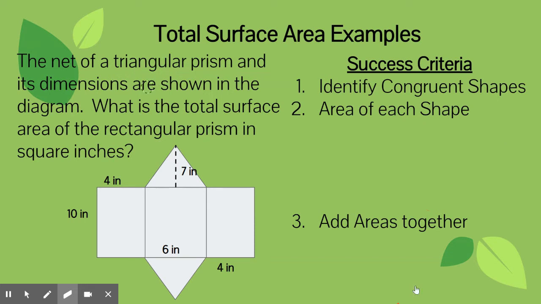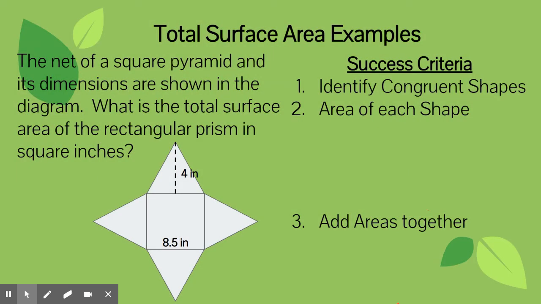Okay, so let's try some pyramids now. Okay, the net of a square pyramid. So that's a square pyramid. So that means that square is our base. Okay. And its dimensions are shown. So if it's a square pyramid, that means all the sides are equal, which means all of these triangles are equal as well. Okay. So that means I need to do 4 triangles together.